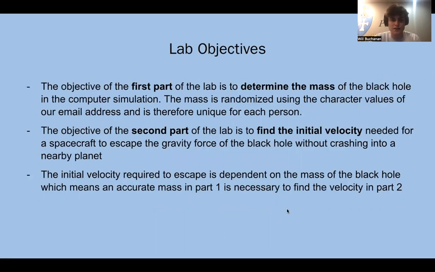So the objectives of this lab, there were two parts. The first part was to determine the mass of a black hole in the computer simulation using other components that were given, such as the mass of the star and a couple other things. And the second objective of the lab is to find the initial velocity required for our theoretical spacecraft to escape the gravity of the black hole with simply just an initial velocity and nothing else. And the initial velocity required to escape is dependent on the mass of the black hole. So finding an accurate velocity in part 2 is dependent on an accurate mass in part 1.